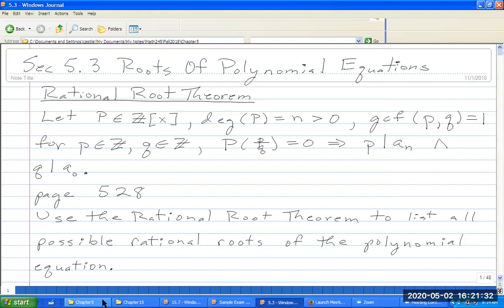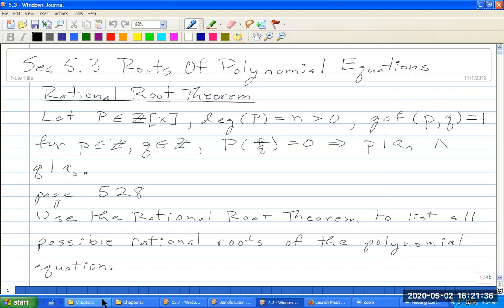Section 5.3, roots of polynomial equations. So the following will probably be one of the most important of the techniques that we shall be using for finding roots of polynomials.